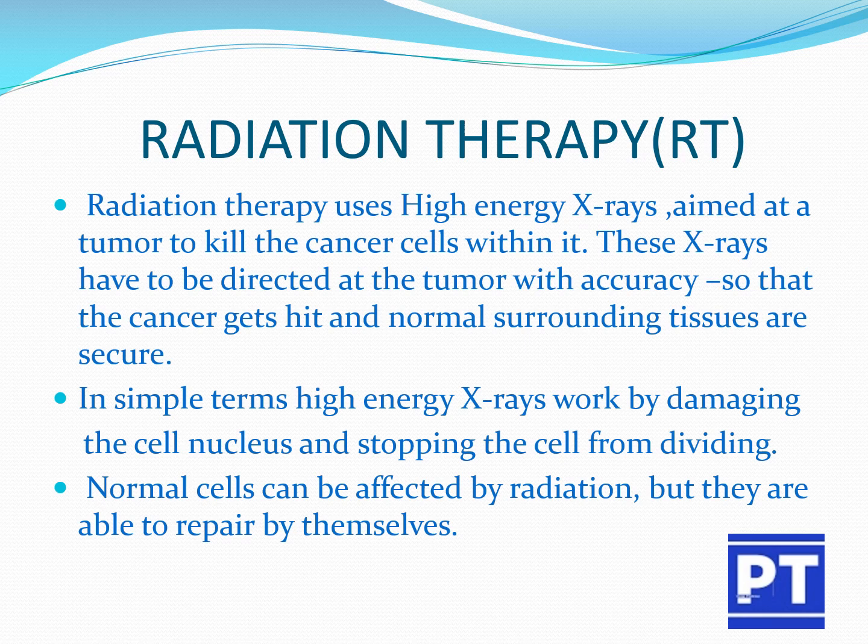In simple terms, the high energy X-rays work by damaging the cell nucleus and stopping the cell from dividing. The spontaneous division of the cells will be stopped with these X-rays. Normal cells can be affected. Some normal cells surrounding the tumor site can be affected, but they are able to repair by themselves.